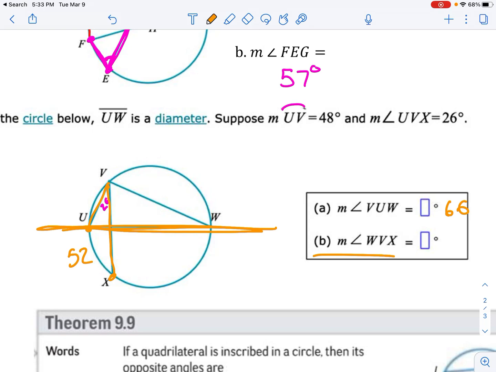It's asking us to find, what is it asking us to find? Angle WVX. It's asking us to find this angle, right? That's the one that we're trying to look for. So to do that, we would have to take 52 from 180. And we get 128 for over here. And this is our inscribed angle. So now we can divide that by 2 and get 64 for that angle right in there.